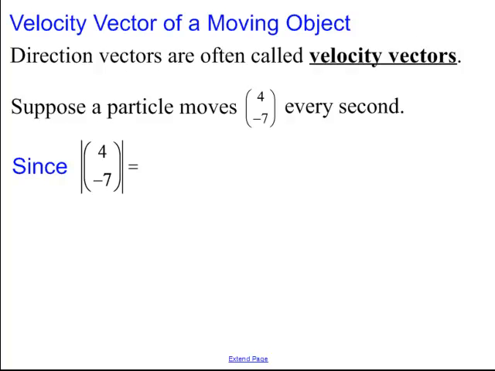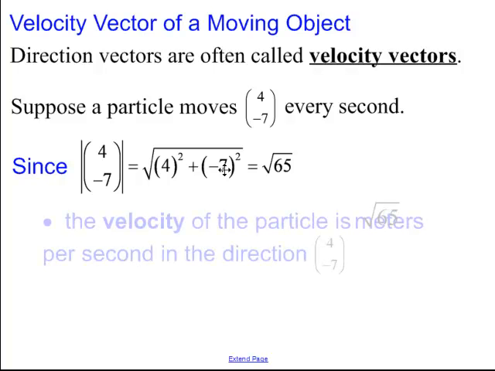So to start, if we're looking at the velocity vector of a moving object, direction vectors are also often called velocity vectors. It's talking about which direction it's going. If a particle moves according to the vector 4, -7 every second, then we know that the speed of it is the square root of 65, squaring each of those, taking the square root of it. That's what it's physically moving.